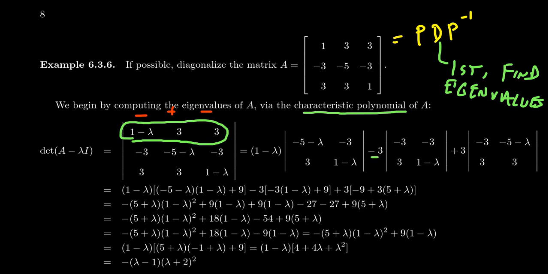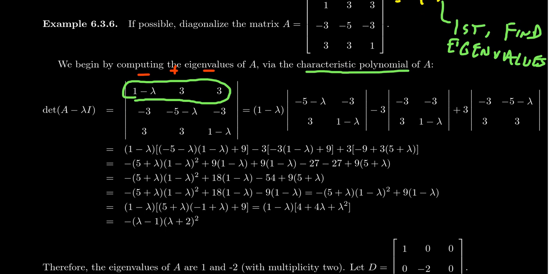Then we do the next part, where negative 3 sits in front. What's the 2 by 2 determinant? You're going to get negative 3 times 1 minus lambda right there. And then negative 3 times 3, that's a negative 9, but you're subtracting, so you get a plus 9. Same thing for the last one. Negative 3 times 3 is a negative 9, and negative 5 minus lambda times 3 gives you 3 times 5 plus lambda, because you get a double negative, so they cancel out. This line right below gives us what happens when we expand all the determinants.